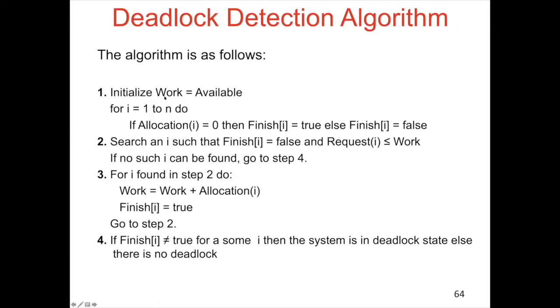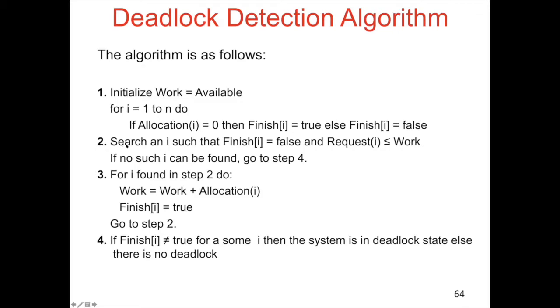Step 1. Initialize work as available. For i from 1 to n, if allocation i is the 0 vector, then finish i is true. That means that if nothing is allocated to a process, it cannot take part in a deadlock. Otherwise, finish i is set as false. In that case, we have to check if it is able to finish or not.